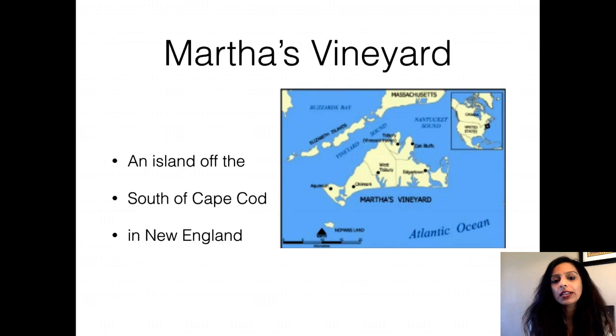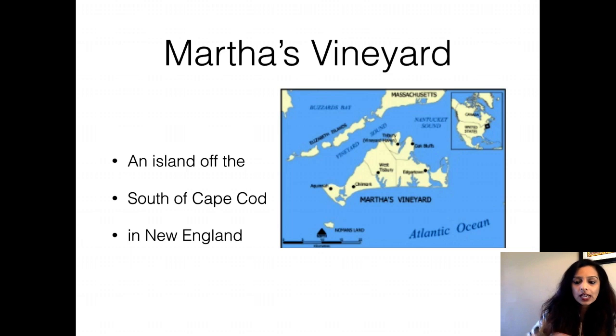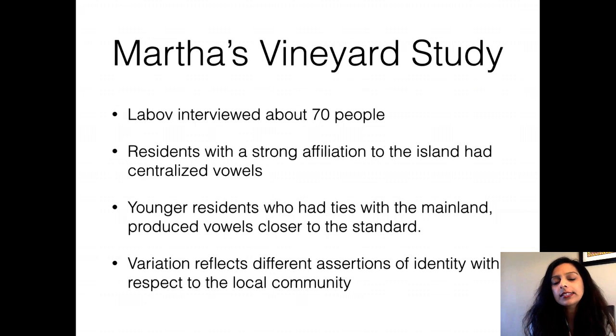So this is Martha's Vineyard. It's an island off the south of Cape Cod in New England. So that's Massachusetts right there. And Martha's Vineyard is kind of a place where people go for holidaying and that kind of thing. What he did in the study was he interviewed about 70 people who lived on the island.